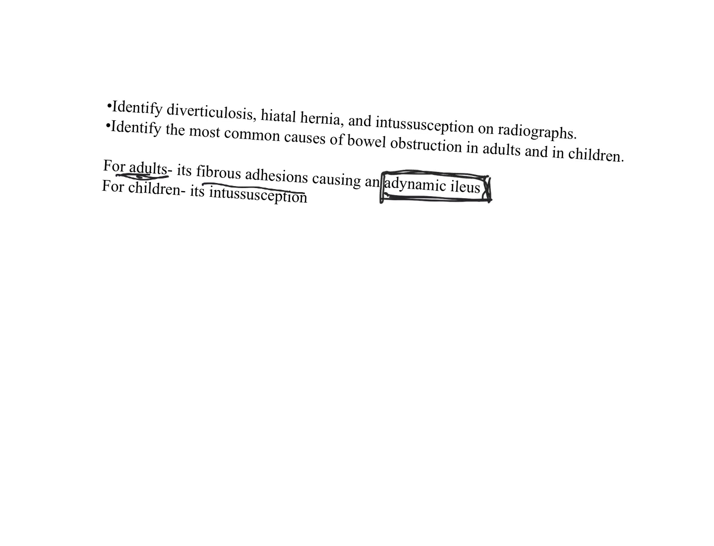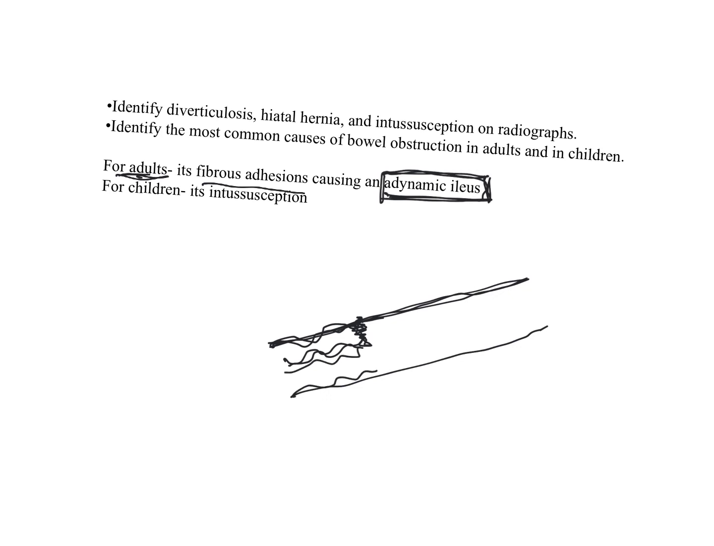Fibrous adhesions are things that happen to the bowel as a result of maybe a surgical procedure or trauma or different things that cause maybe scarring or these fibrous adhesions on the bowel. What that can do is eventually cause the bowel to stop creating peristalsis, which is an involuntary, just natural movement of our intestines to move contents along. For children, it's going to be intussusception.